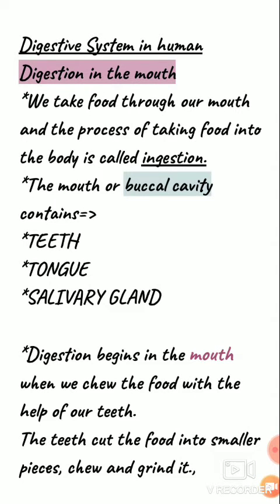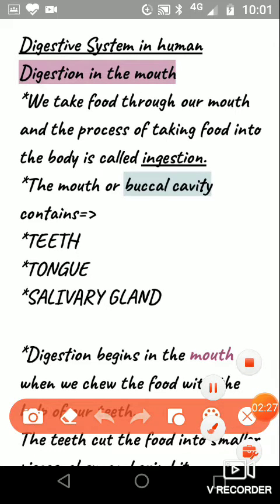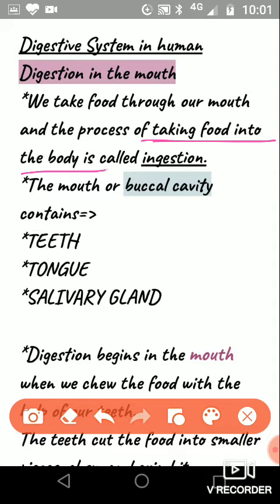Here we have to learn about the digestive system in human beings, as you can see on the screen. The first step of holozoic nutrition is ingestion. What is ingestion actually? It is taking food into the body. That is the process which helps to take the food into our mouth or into the body. We take food through our mouth, and the process of taking food into the body is called ingestion.